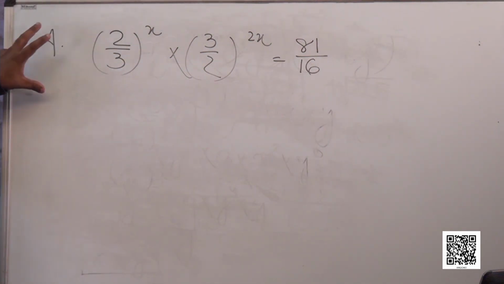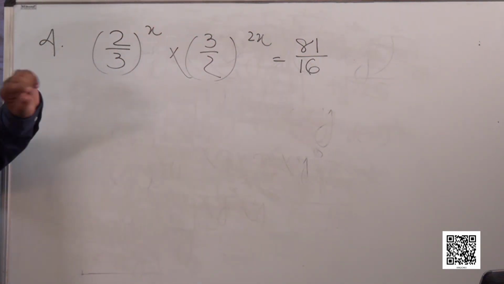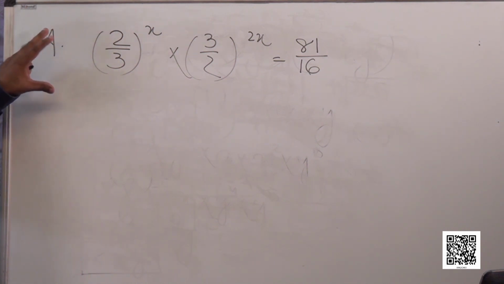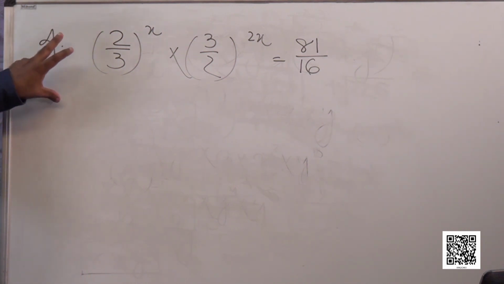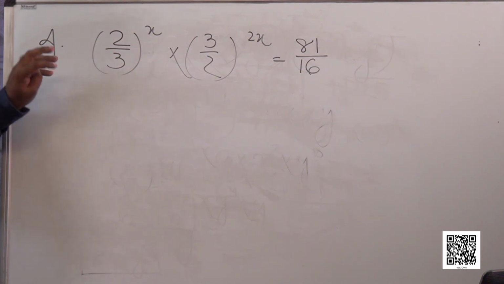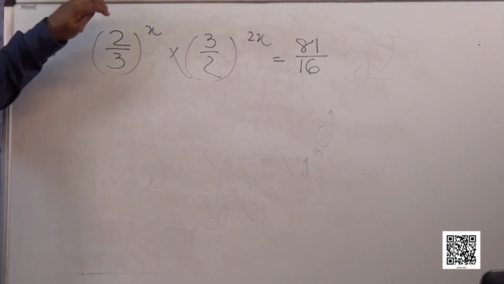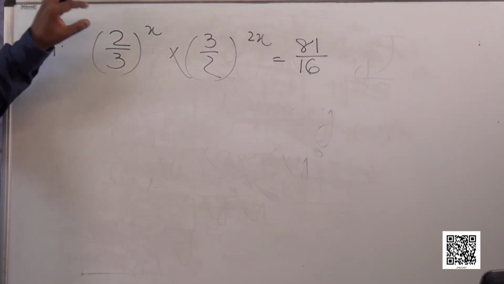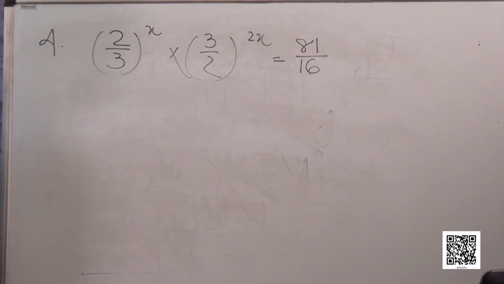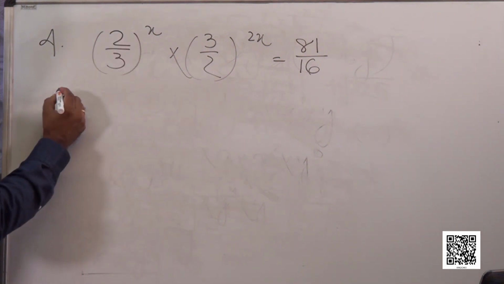Okay, in such case, how to solve for the values of x? This is called an exponential equation. Why is it called an exponential equation? Because there is a variable whose value we have to find out, and the variable is in exponential form. That is why it is called an exponential equation. So how to deal with this type of question now?